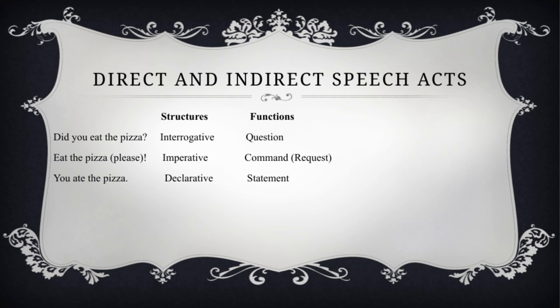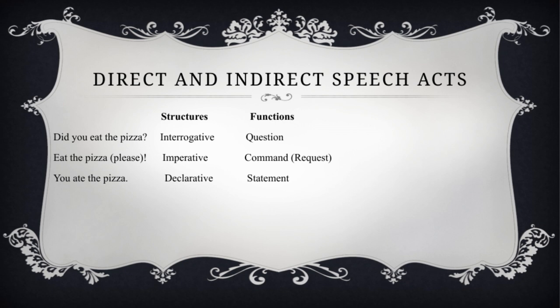Now, on the right, we see how these structures serve different functions through speech acts. Interrogative structures are used for questions, to gather information. Imperative structures serve to give commands or make requests, and declarative structures are used to make statements or share information. This slide also introduces the idea of direct and indirect speech acts.